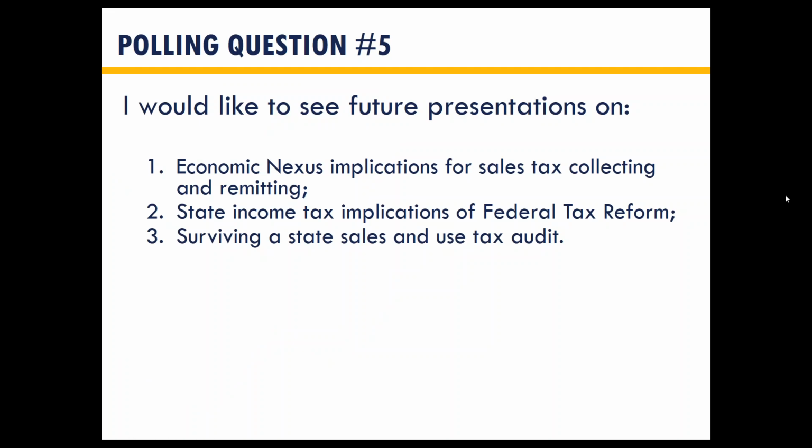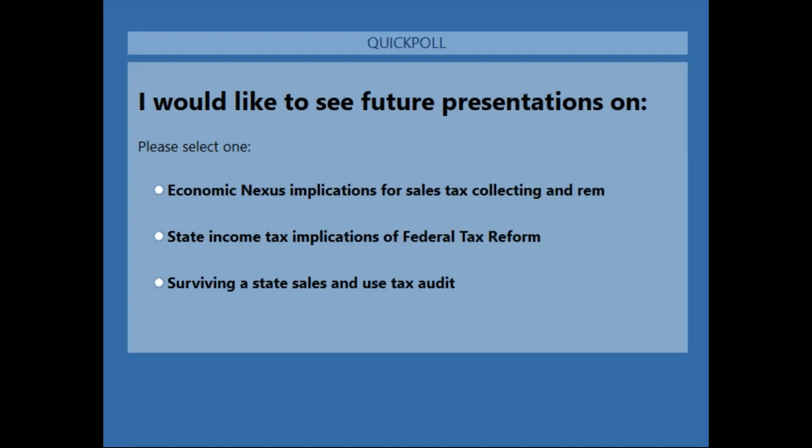Okay, and so this is our last polling question. I hope I clicked on it right. What would you like to see in future presentations? We have a lot of people that reached out to us for economic nexus implications, state income tax implications, and surviving a state and sales and use tax audit. The biggest one that we've had recently, and I'll keep talking while you guys submit your answers, is that when we had our Wayfair presentation in August, and we're doing another one in September, so many people were confused.